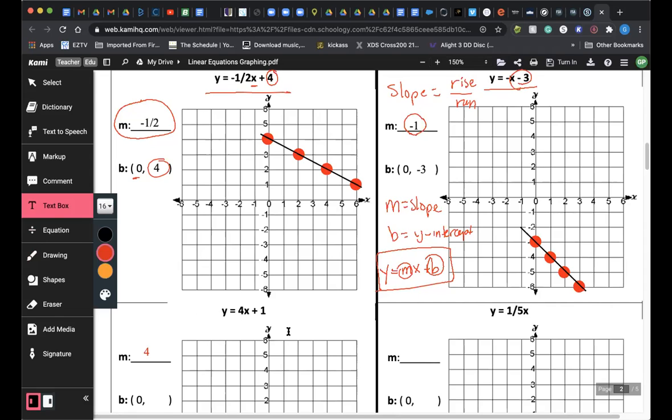Okay. So remember, your slope is a ratio. So even though I have a whole number here for my m, I can make it into a fraction. How do I turn a whole number into a fraction? What kind of witchcraft is that, to turn a whole number into a fraction?